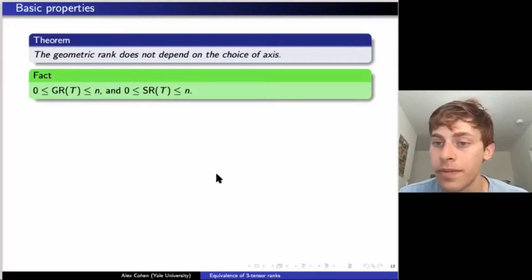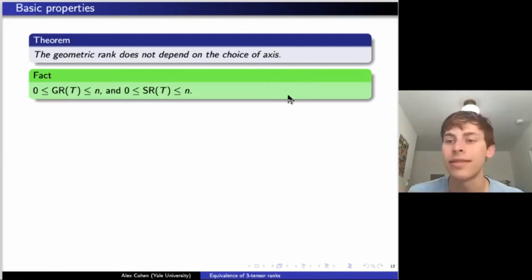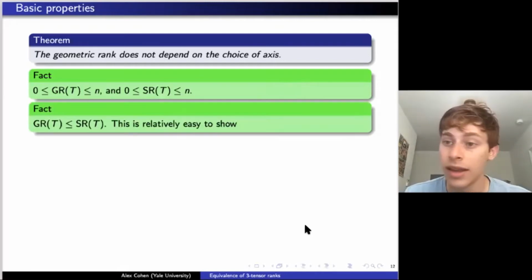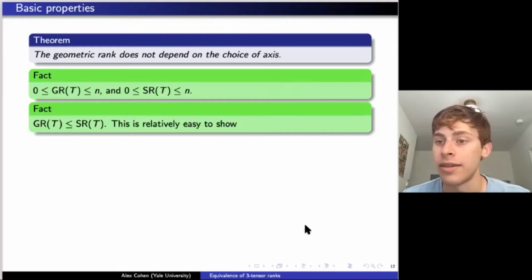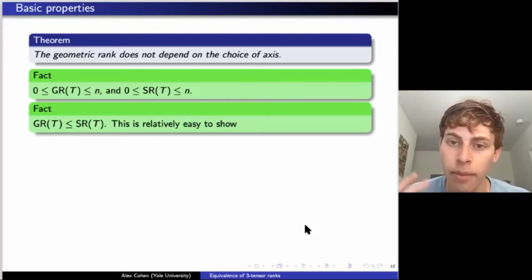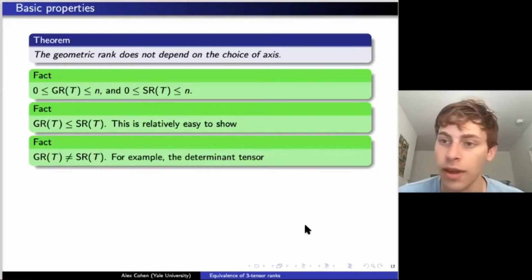Okay, so fact number 1, the geometric rank and the slice rank both live in the range 0 to n. So they're at least comparable in that sense that they live in the same range. It's also true that geometric rank is bounded above by slice rank. We're going to prove this by example in the next slide. So if you have a small slice rank decomposition of your tensor, then you can also know that the kernel has small codimension. Geometric rank and slice rank are genuinely different notions. We saw this with the determinant tensor.